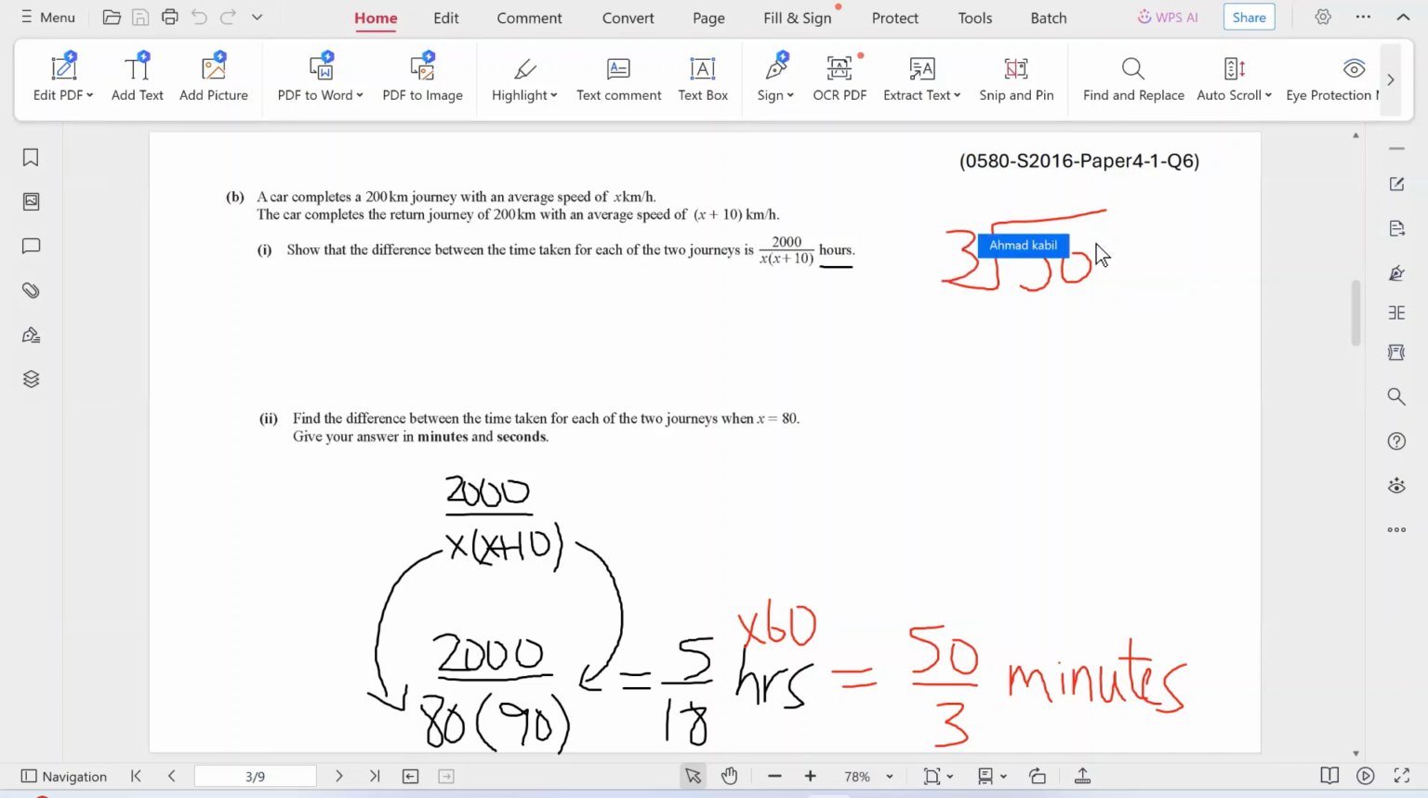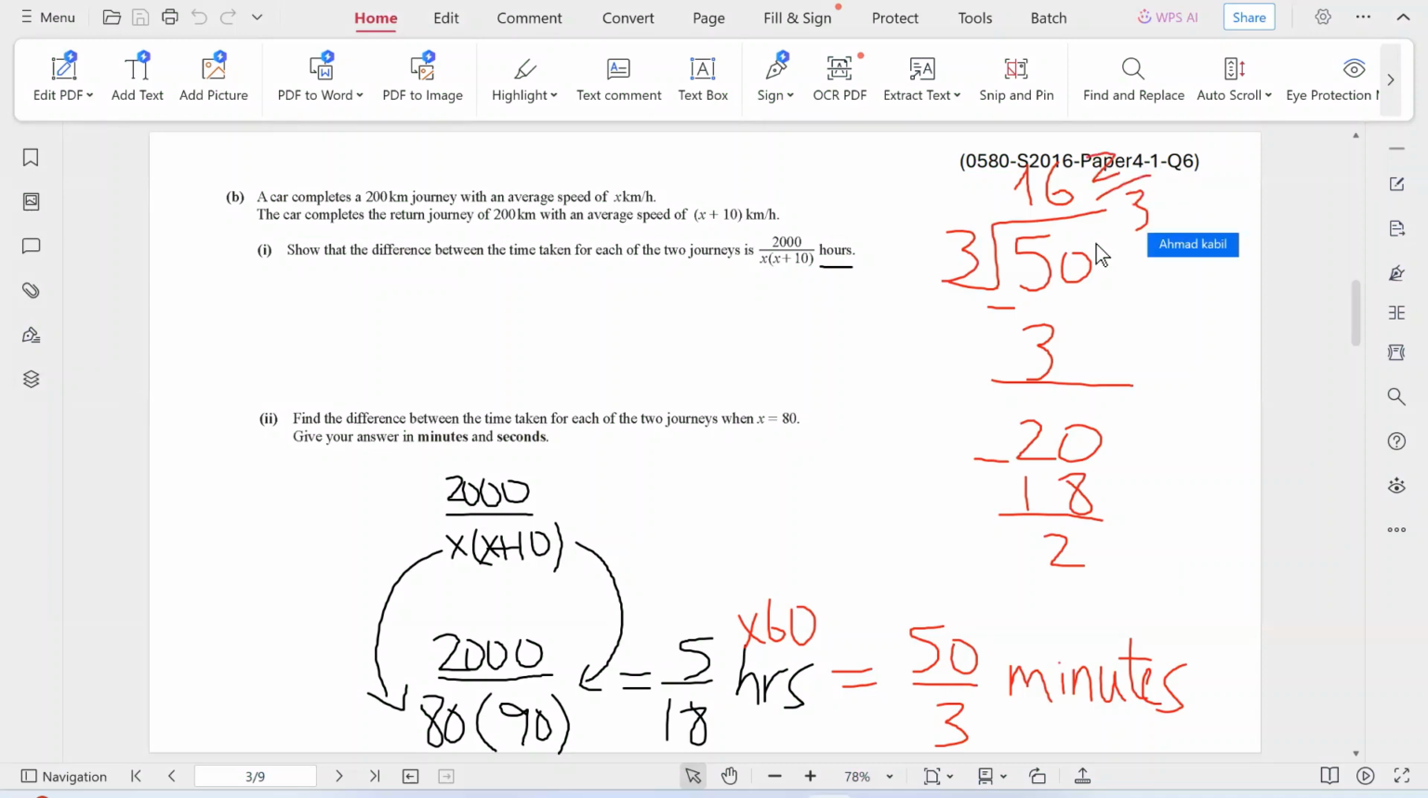50 divided by 3. So 5 divided by 3 is 1. 1 times 3 is 3. 5 minus 3 is 2. You bring down the 0. 20 divided by 3 would be 6. 6 times 3 would be 18. You subtract and you get 2. 2 divided by 3 is 2 over 3.